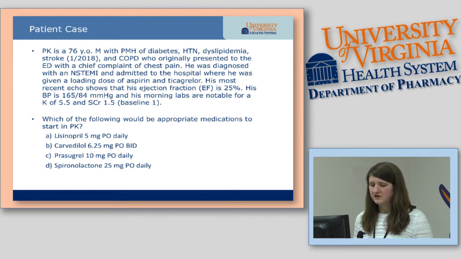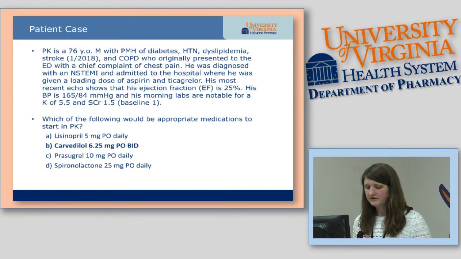His blood pressure is 165/84 millimeters of mercury, and his morning labs are notable for a K of 5.5, his serum creatinine of 1.5, where his baseline is normally 1. Which of the following would be appropriate medications to start in BK? Lisinopril, 5 mg by mouth daily, carvedilol, 6.25 mg by mouth twice daily, prasugrel, 10 mg by mouth daily, or spironolactone, 25 mg by mouth daily.